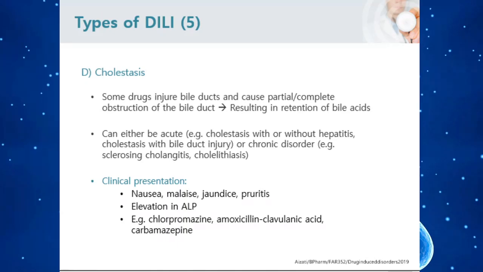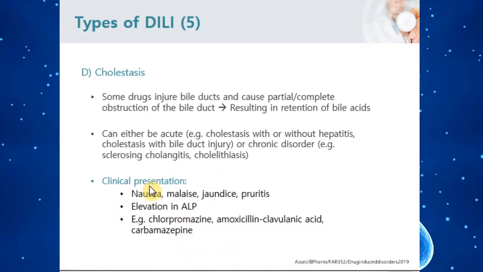But in chronic disorders, the patient might have cholelithiasis, or sclerosing cholangitis. The clinical presentation when patients have this type of reaction is nausea, malaise, jaundice, pruritus, and also elevation in ALP. The drugs include chlorpromazine, amoxicillin-clavulanic acid, or carbamazepine.